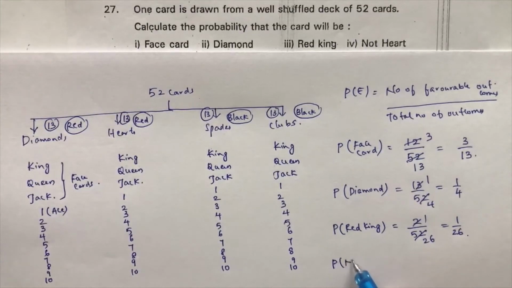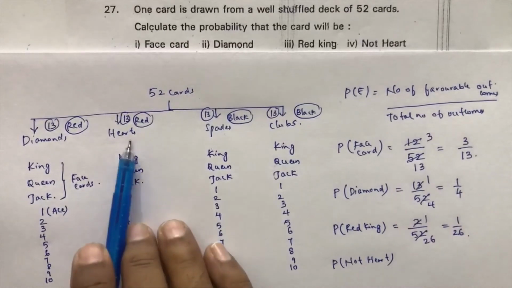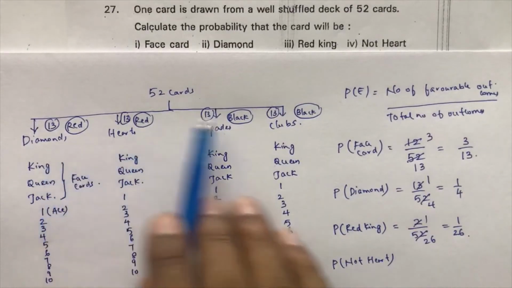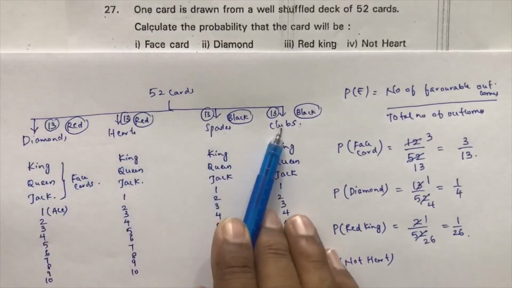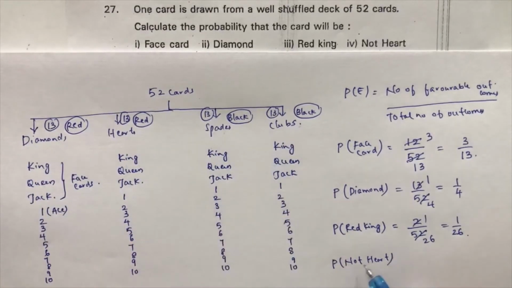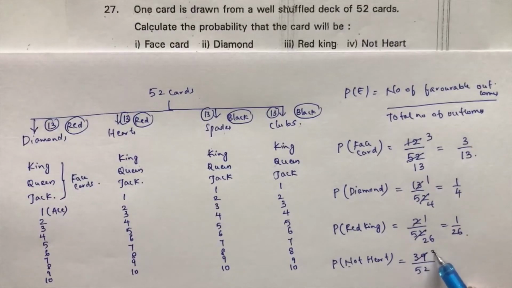Next, probability of not getting a heart. Not getting a heart means all the remaining cards become our favorable outcomes. 13, 13, 13, so 39 will be the favorable outcomes. They're saying not getting a heart, so you can get the remaining. So it is nothing but 39 out of 52. 13 times 3, 13 times 4. So the answer is 3 by 4.